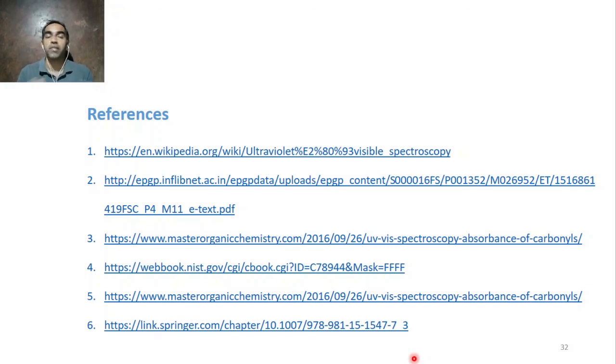They explain very nicely. Due to some technical problems, sorry for that, I am not able to explain many things, because one can show how exactly chromophores and auxochromes, because of their presence, can induce red shift, how they can induce blue shift, and how exactly there is an increase in epsilon max. All these things we can understand.